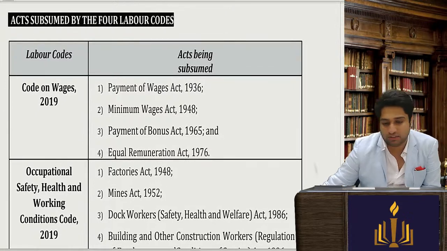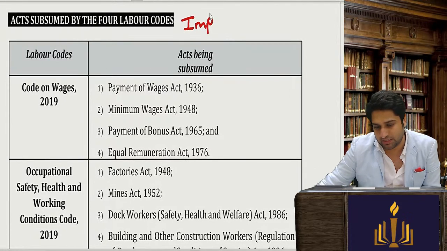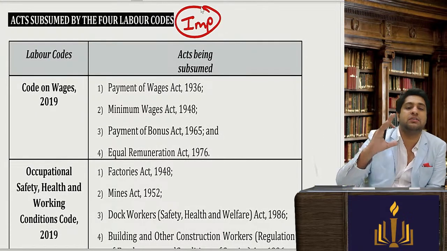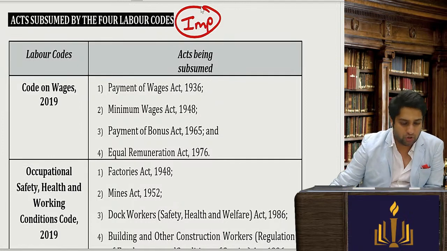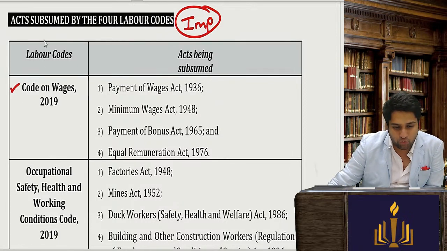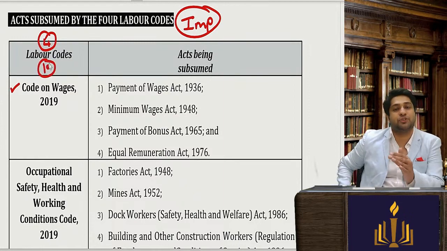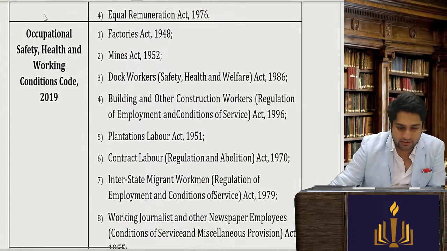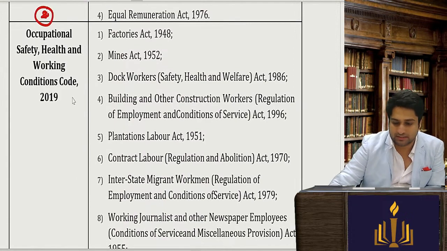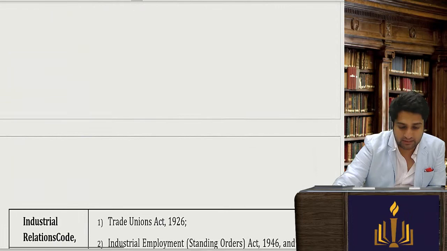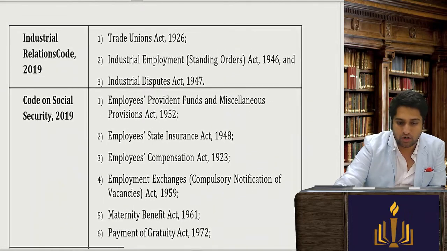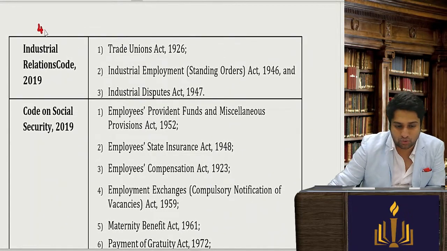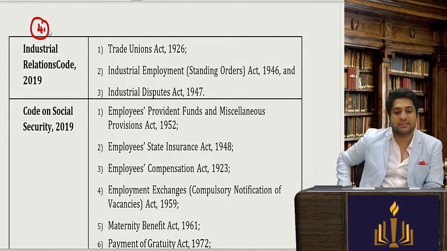Now this is what is important. This table is most important. So these are your 4 labor codes which are there. The Code on Wages has subsumed these 4 laws. Then Occupational Safety and Health has subsumed these 13 laws. Your Industrial Relations Code has subsumed these laws.